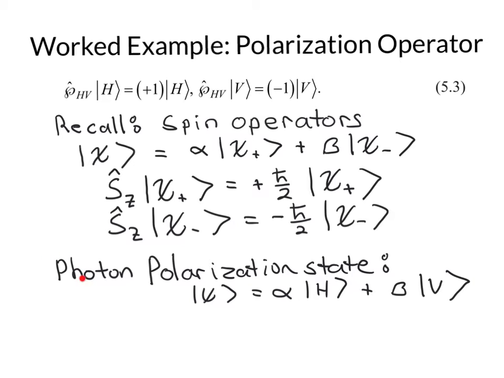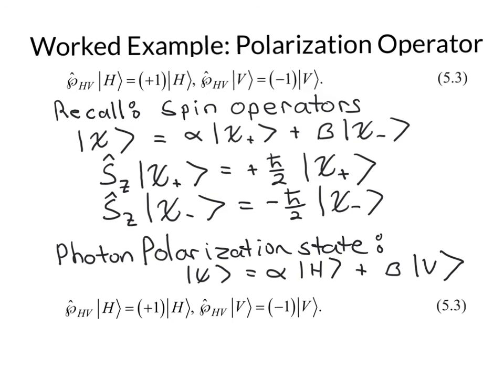Okay, so when you deal with photons, you have something very analogous. We can talk about the polarization state of a photon, and we can describe the standard basis that we use as the horizontal and vertical basis, and we can describe the polarization state of a photon as a linear combination of the horizontal state and the vertical state.